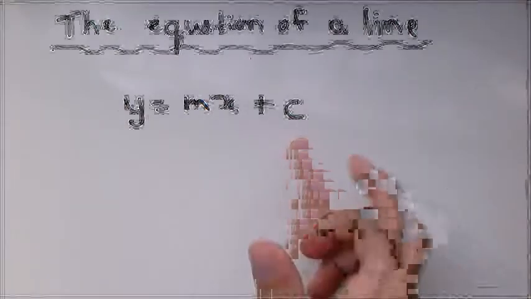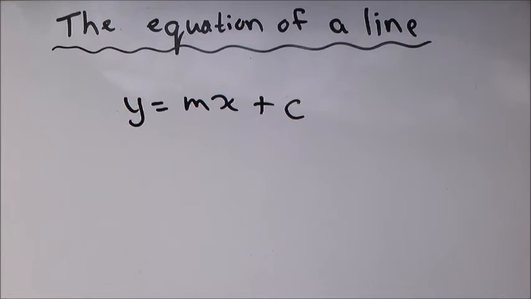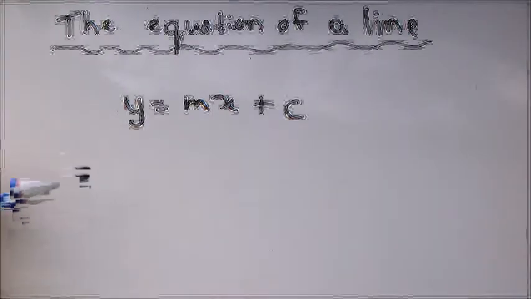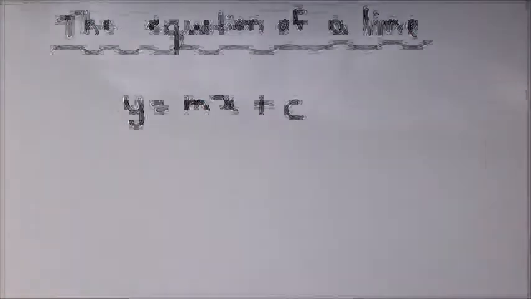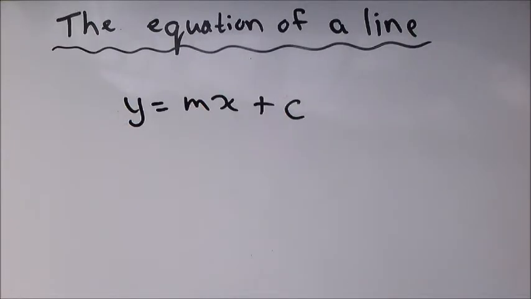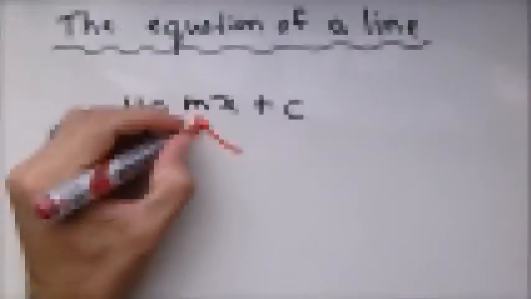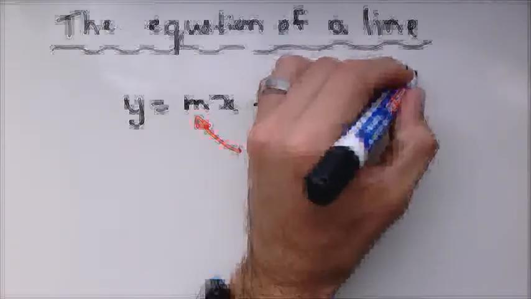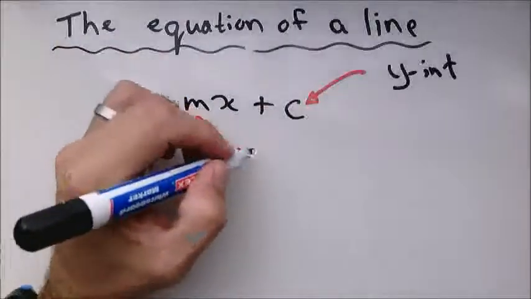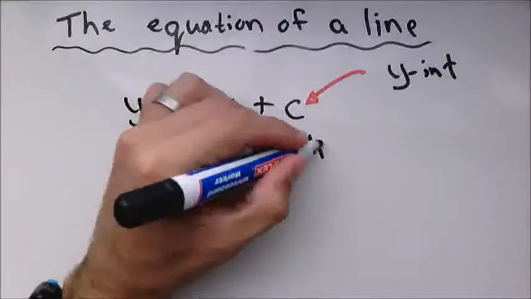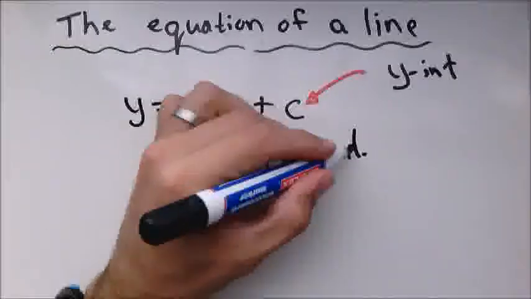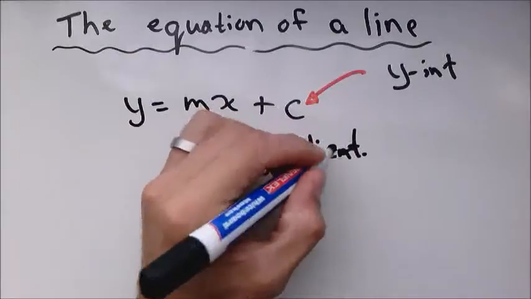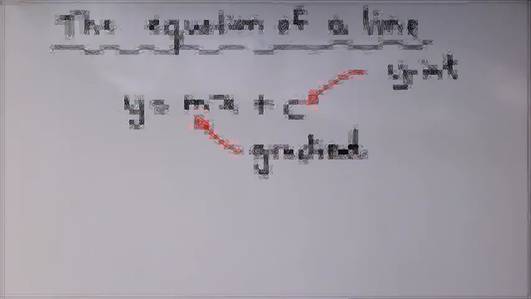Sometimes they write that as a q or a c. It really doesn't matter, as long as you're consistent. So in order to get the equation of this straight line, we need the gradient and we need the y-intercept, because that is what c is. It is the y-intercept, and this is the gradient. So if you don't have these two, you cannot get the equation.